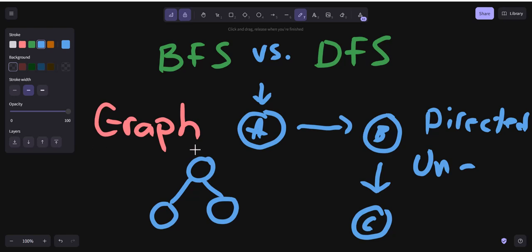So graph is the overarching data structure. Trees are a kind of graph, and so you can take data structures and you can break them down into subcategories. All right, now that we got the basics of graphs out the way, let's talk about breadth first search versus depth first search.